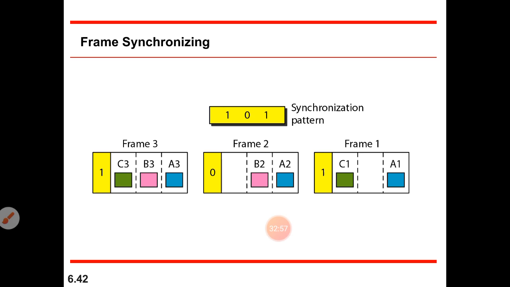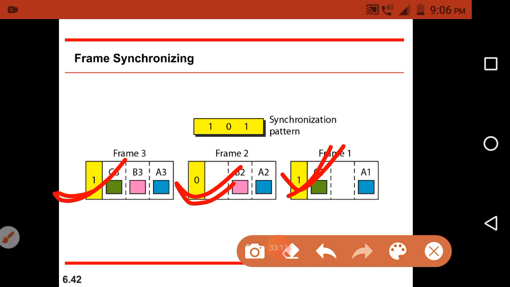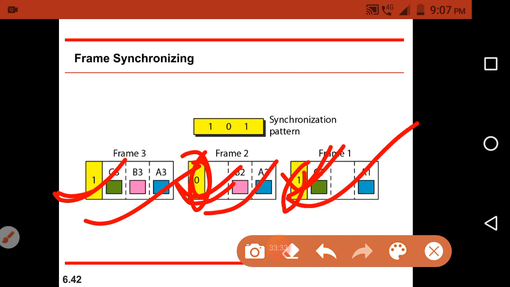So how do we avoid this overlapping? We need to add some bits at the beginning of each frame. For the first frame we add a 1, for the second frame we add a 0, for the third a 1, so we add alternating 1s and 0s at the beginning of the frames. When the reading of one frame is finished, we identify the beginning of the next frame by looking at this bit. If you identify a 0 bit, it indicates the beginning of a new frame. Likewise, if you receive a 1, it indicates the beginning of another new frame.